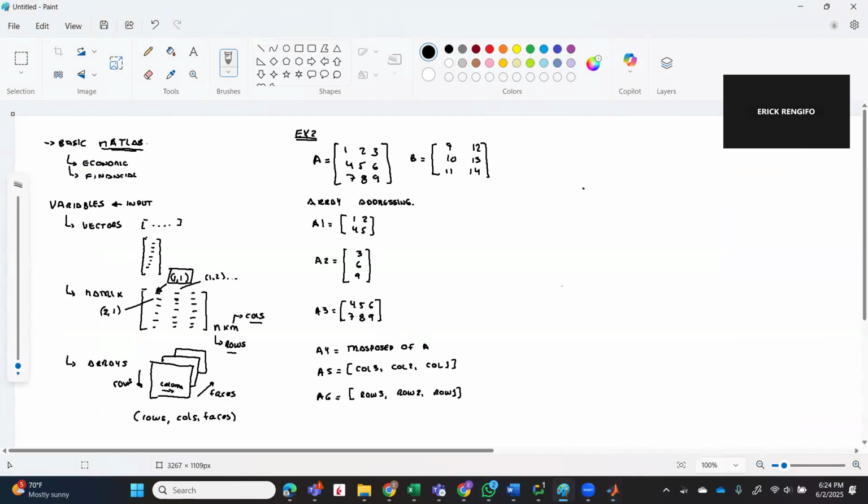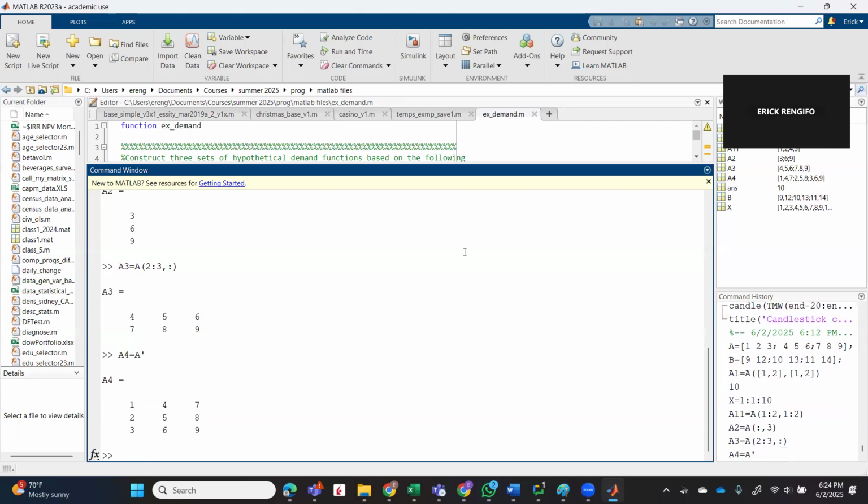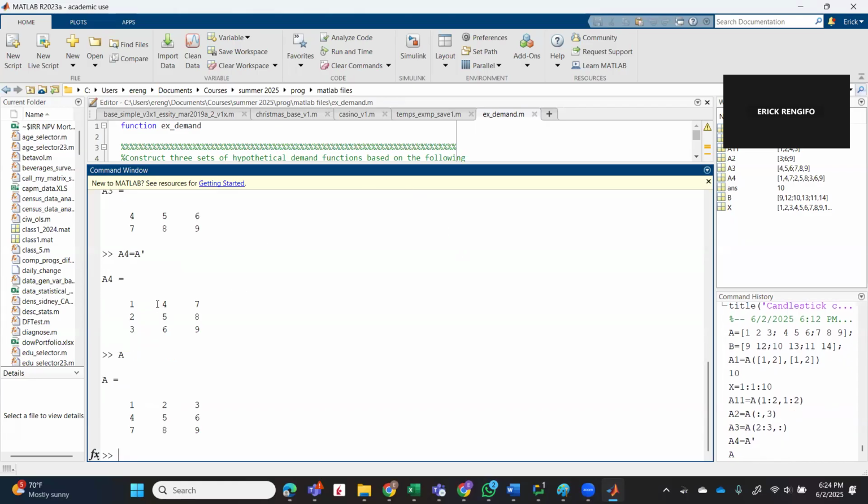I want the transpose. Transpose, guys, is something that we're going to be using all the time in economics, okay? So this is A4. And how do we do the transpose? A apostrophe. Exactly, just A apostrophe. So let me put this A again. What is a transpose doing? It's simply doing the rows become columns: 147, 258, 369. Okay, that's a transpose. We're going to use that a lot, but it's very simple to do.